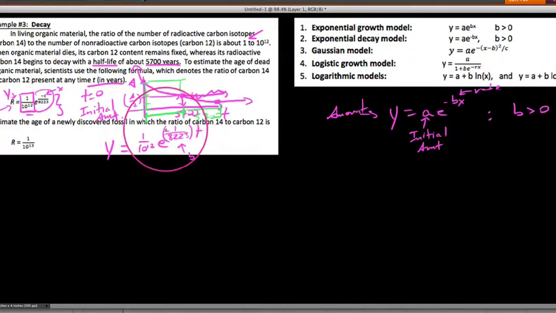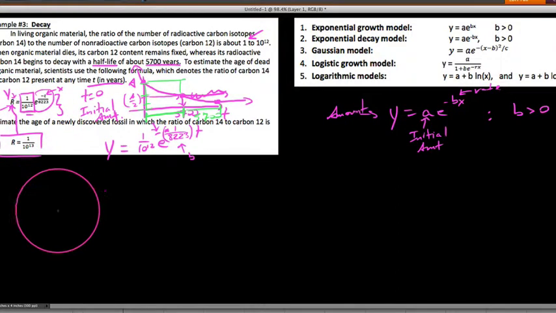Or at least we could say this negative. We should probably put it out front. We say this is the b value, 1 over 8223, and the negative out front causes this to be decay. Well, just like so many word problems, we've been given some information initially, and we can substitute that in and go find what we want to know.